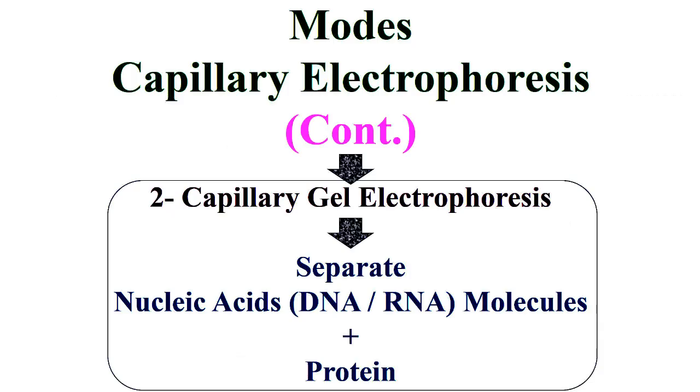Capillary Gel Electrophoresis. Separate nucleic acids such as DNA and RNA molecules, and proteins, as mentioned in the next slides.